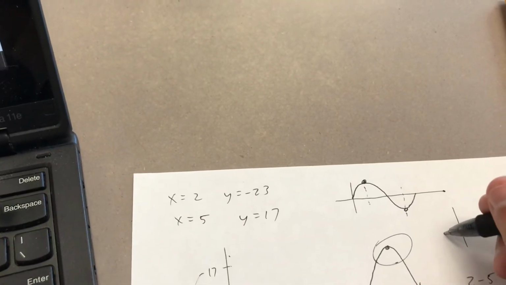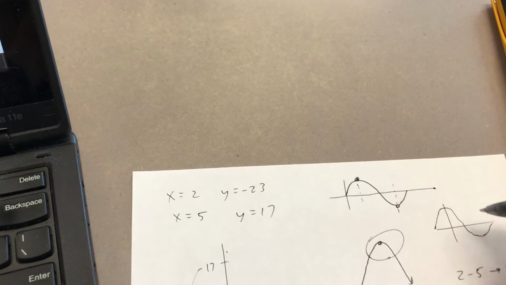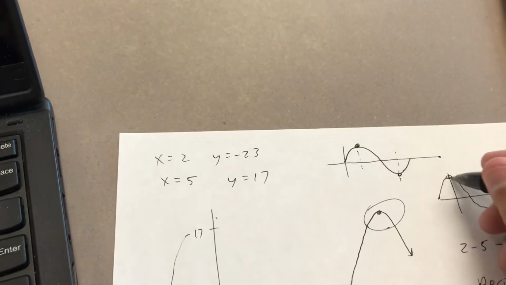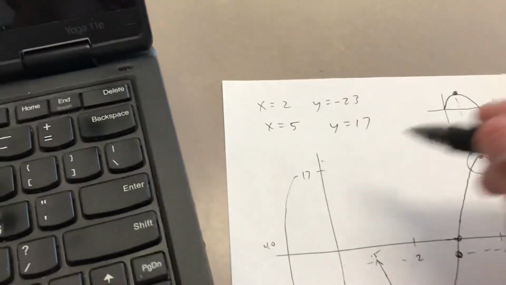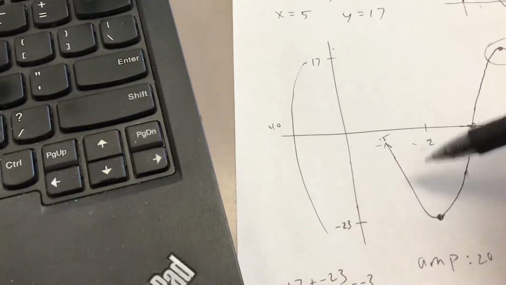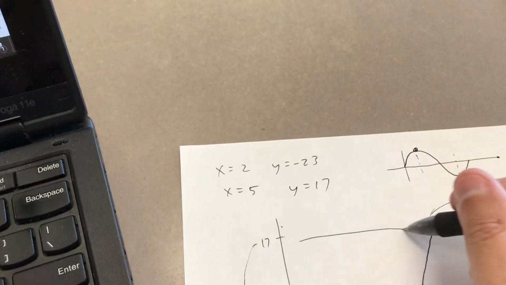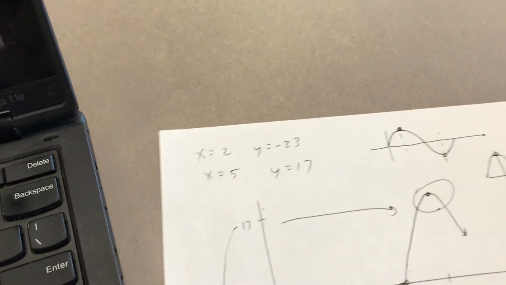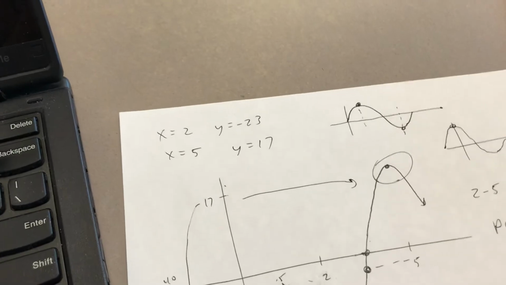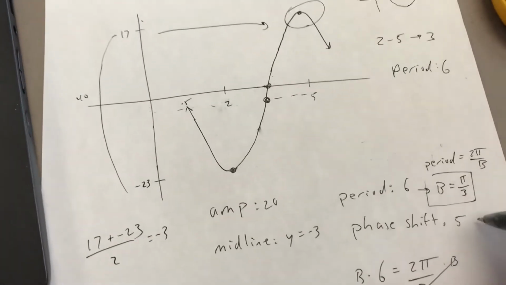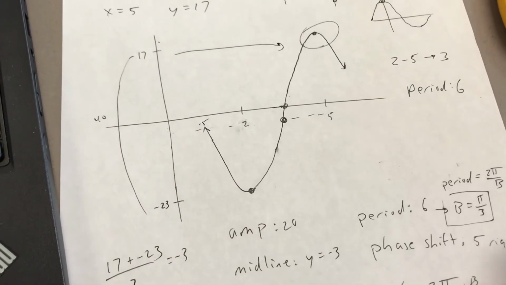A cosine function starts out at the max. It does that sort of thing, okay? And so you can just say, look, they took this cosine function, and you could either use a negative cosine function and say they shifted it over 2 units, but I would just use the positive version and say it's been shifted over 5. So I'm going to use a 5 to the right phase shift. I'm going to use a cosine function.